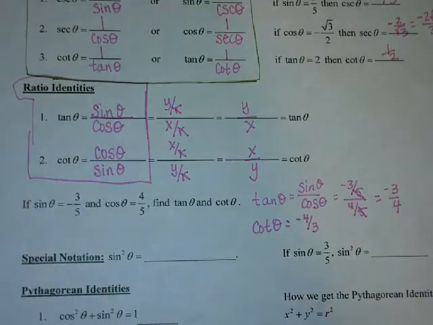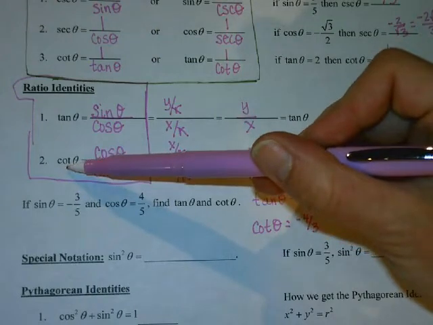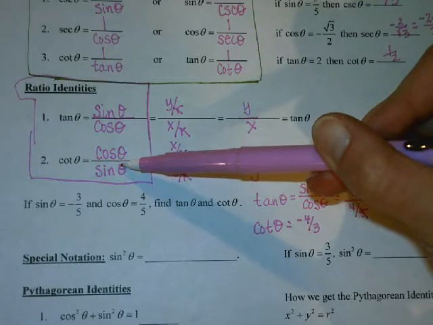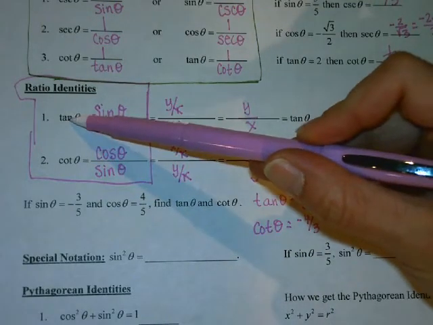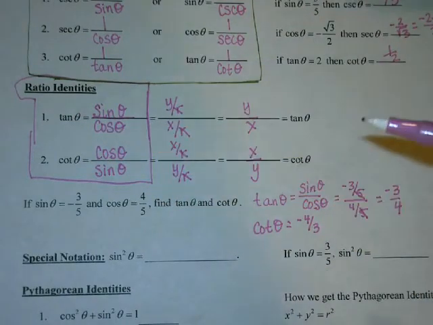Now, how do I keep those straight? I know that cotangent starts with a C, like cosine, so cosine is on top. That's how I remember that. And the sine will be on the bottom. Tangent doesn't start with that, so cosine has to go on the bottom. That's how I remember it.